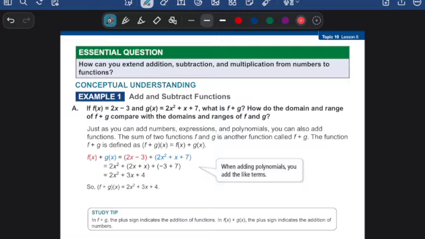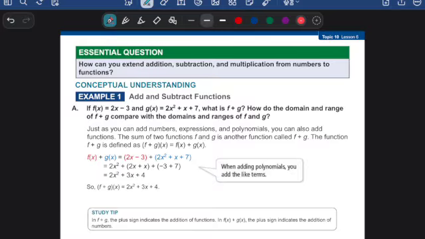Example 1, adding and subtracting functions. So just like we have added numbers and expressions and polynomials before, we can also add functions. And it's pretty straightforward. Just like we add polynomials, we can line up the terms and combine like terms and then have our new function.